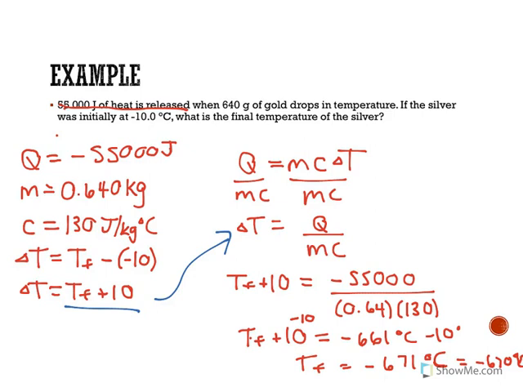Which makes sense in this question because it says the gold was initially at negative 10 degrees, and previously it says the temperature of gold drops in temperature. So our final temperature has to be lower. So it's always good to look back to that question and make sure it makes sense to the question.